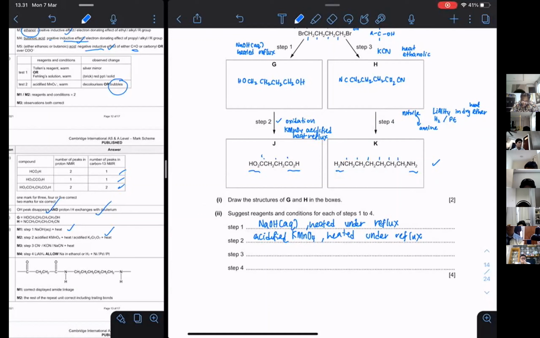Step number 3, of course, you need to react with KCN. But make sure the KCN is going to be ethanolic. They didn't write ethanolic here, but I will write it down: KCN must be ethanolic, and must be heated. Step number 4, you can use either of the two options. I'm going to use LiAlH4 in dry ether and heat.